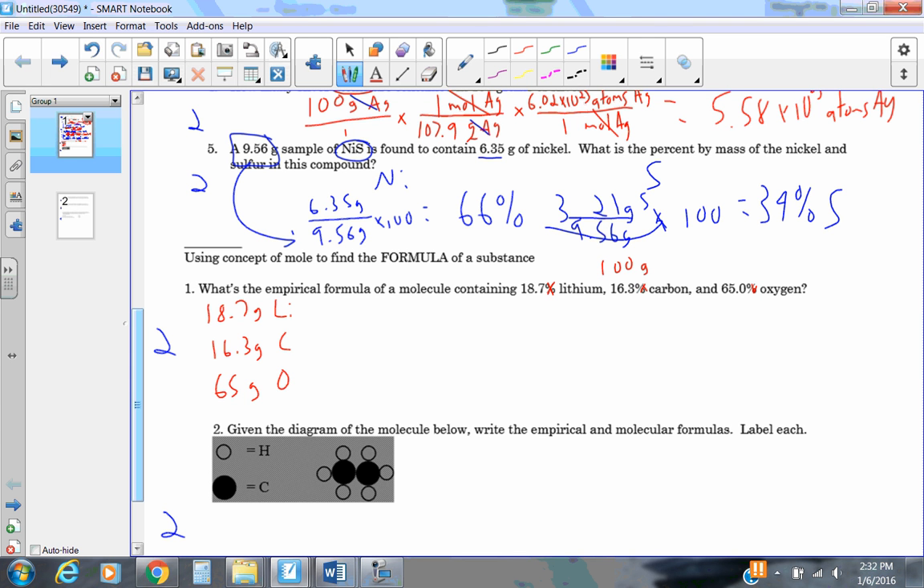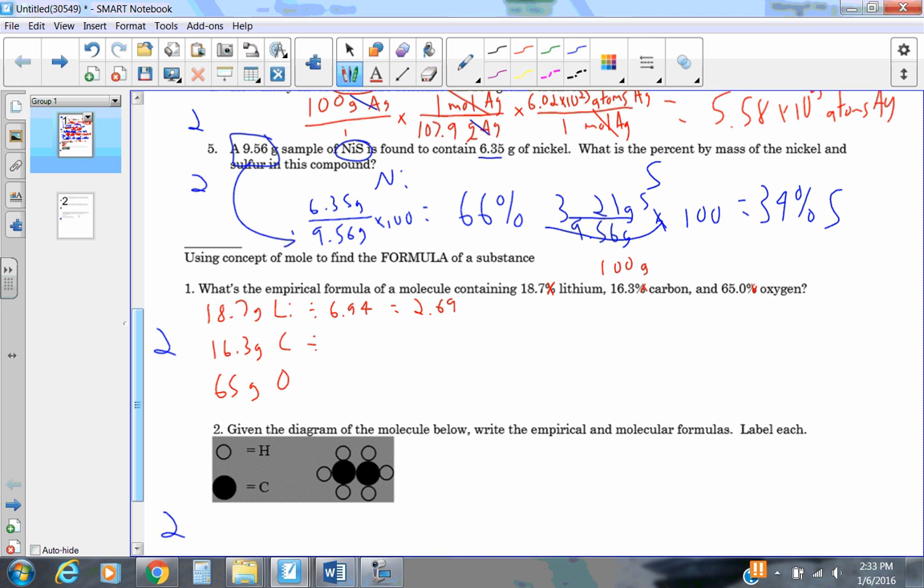What I really need to know, though, is not how many grams, because we don't count by grams. We need to know how many moles. So all you have to do is divide it by its molar mass. Lithium, according to the chart, you divide by 6.94 grams per mole, and that's going to give you 2.69. Some of you rounded way too early and you ended up getting goofed up on some of your numbers.